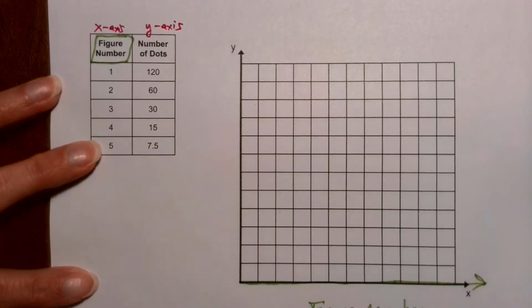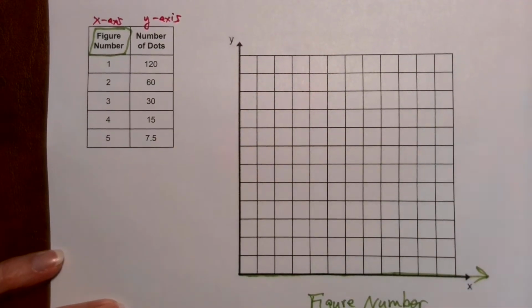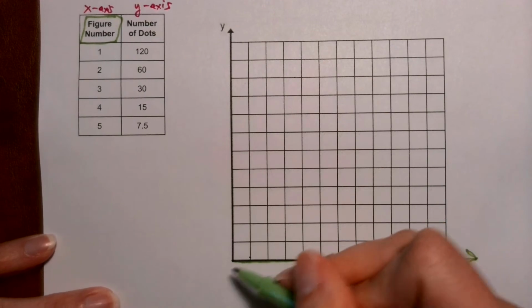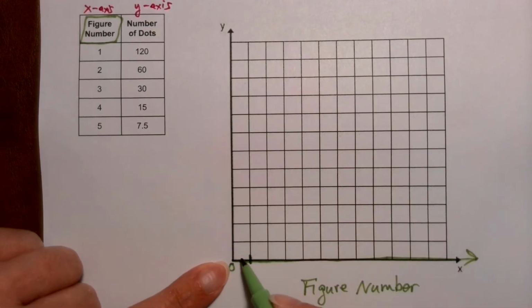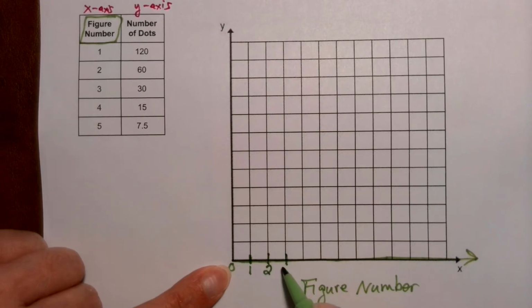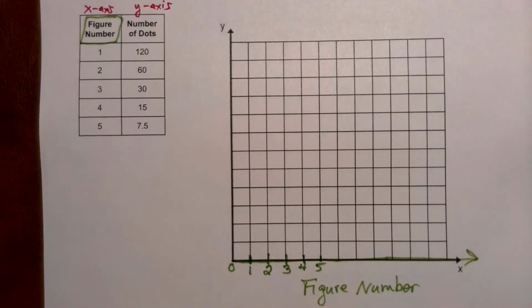I need to do 1, 2, 3, 4, 5. You have to take your pencil, and you have to make sure that you put a tick mark. This is 0. Put a tick mark on the line, not in the middle of the box. We don't put 1 here. We put it right under that line. There's the line for 1, the line for 2, the line for 3. Do you get what I'm doing here? You put tick marks on the lines, not in the middle of the space.